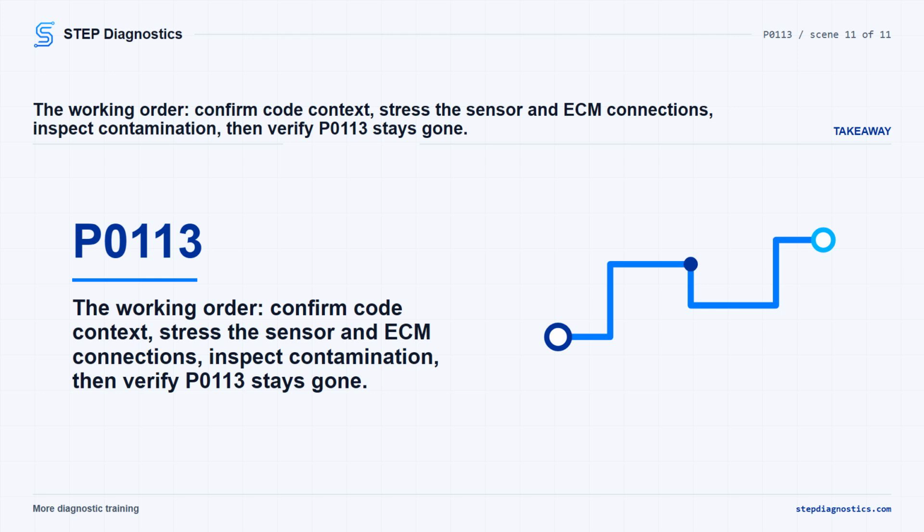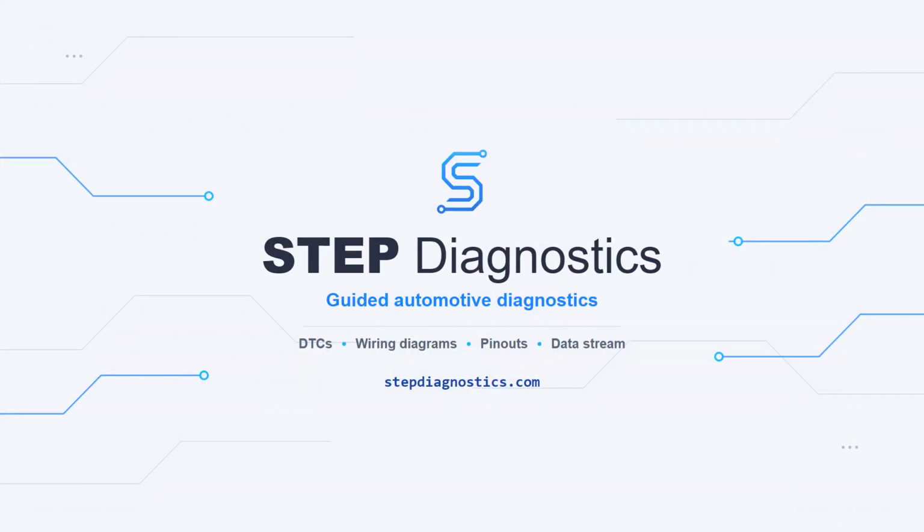The takeaway is simple. Confirm the code context first. Stress the sensor and ECM connections while watching live data. Address contamination only when you find it. And verify the repair under the same conditions.